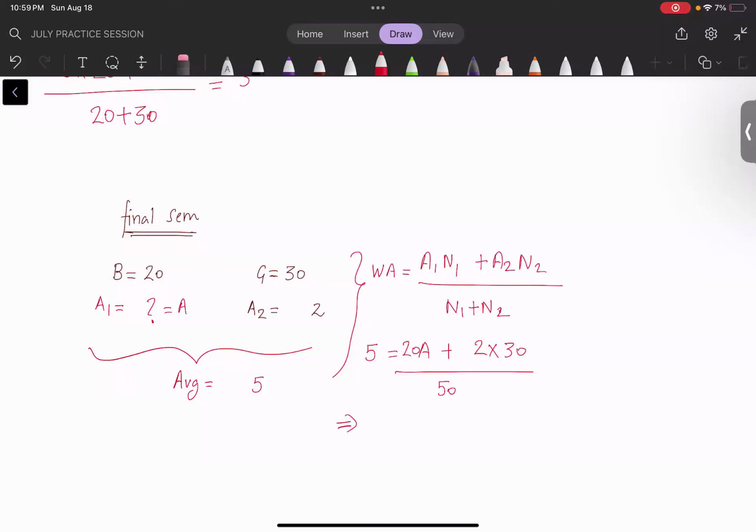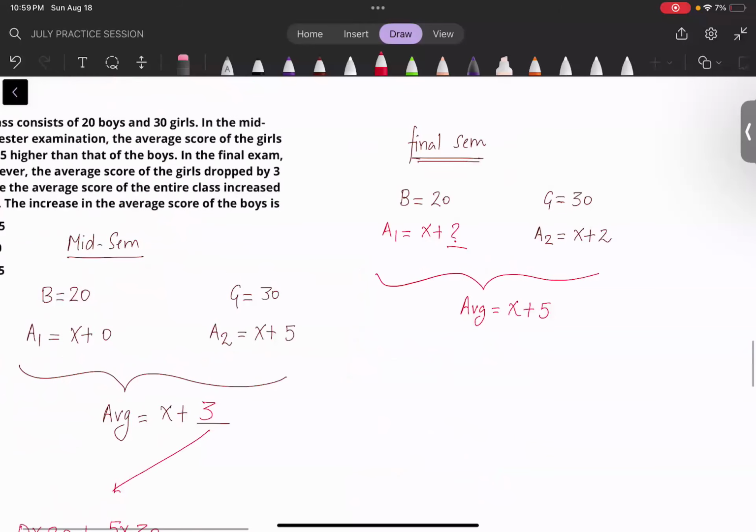Okay, so cross multiply. You will get 250 equal to 20A plus 60. Then 20A equal to 250 minus 60, that is 190. 0, 0 will cancel out. So A value comes out as 19 divided by 2. So 9.5. Okay. So 9.5 is your question mark value.